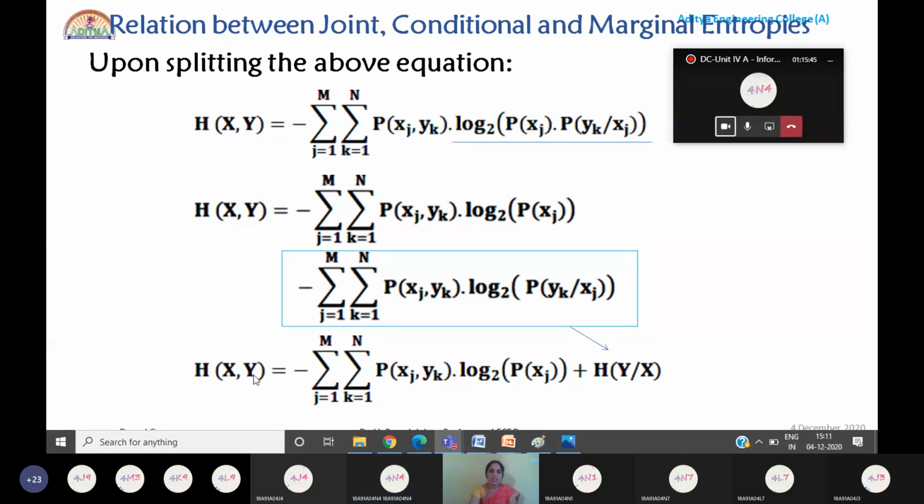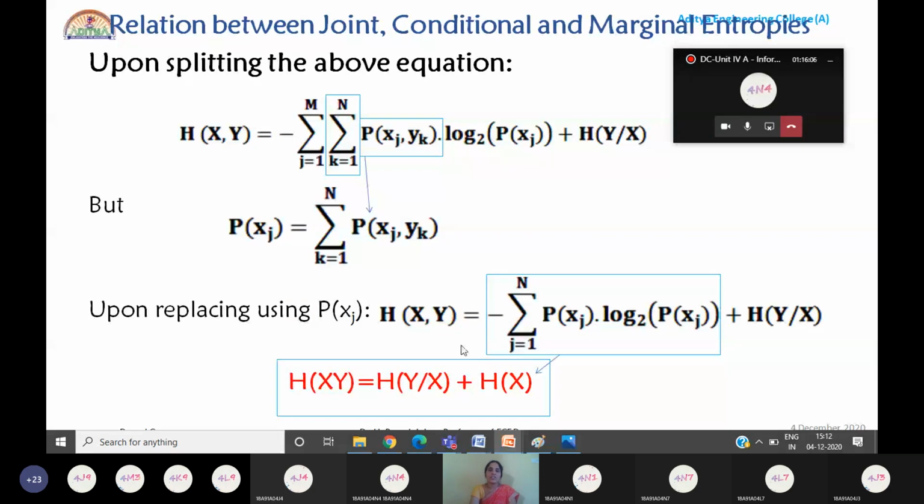Okay, so here what did you do? The second time we directly replaced it as H of y by x. So the second equation represents the overall conditional entropy of calculating the receiver parameters knowing the transmitter events. Okay, so directly we replaced. But what about the first term? We need to represent it as H of x, because on the RHS we have H of y by x plus H of x. So the first term you need to replace as H of x.